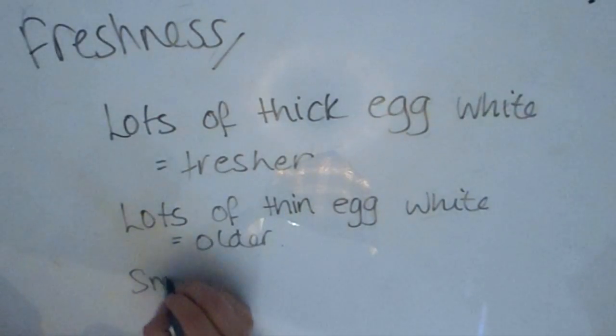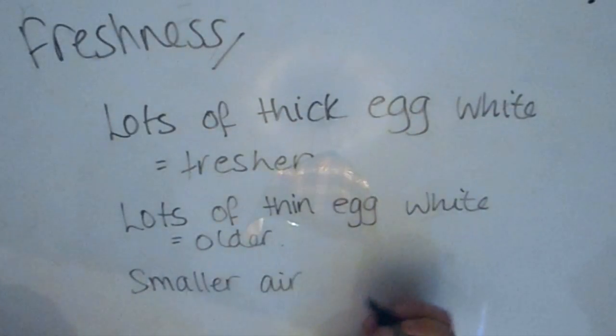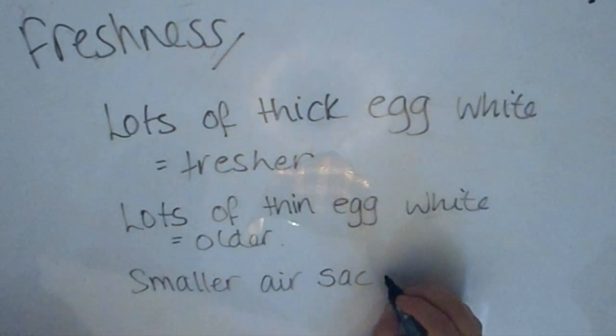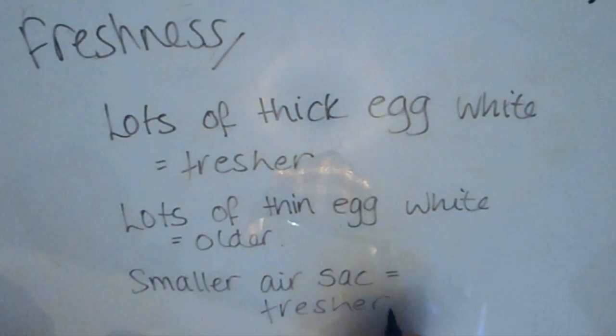Also, when you crack an egg open, if you look into the inside of the shell, there will be an air sac in there. The smaller that air sac, the fresher the egg. Because eggshells obviously have pores in them which allow air in for the chick. Over time there will be more air in the egg, and that means that air sac gets bigger.